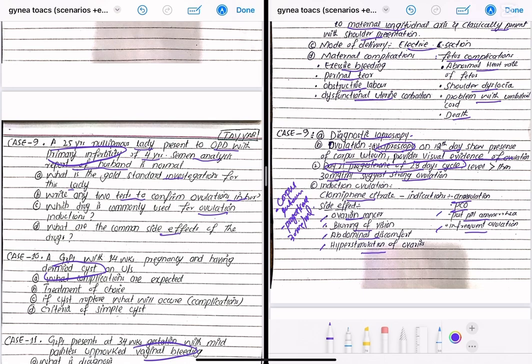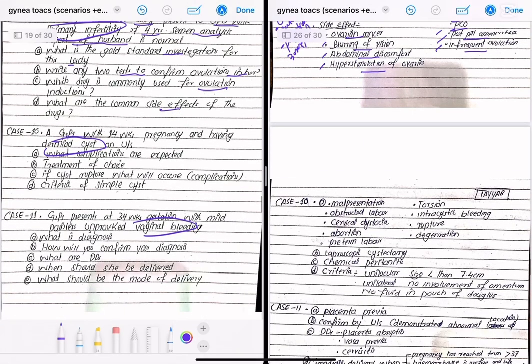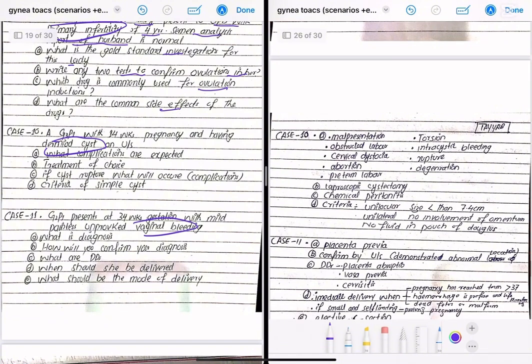Now, coming towards case number 10, in which it is mentioned that there is a G3P1 with 14 weeks pregnancy and having dermoid cyst on ultrasound. So, what complications are expected? Now, there is a patient who is having dermoid cyst. So, the complications are malpresentation, obstructed labor, cervical dystocia, abortion, and preterm labor, torsion, intracystic bleeding, rupture, and degeneration.